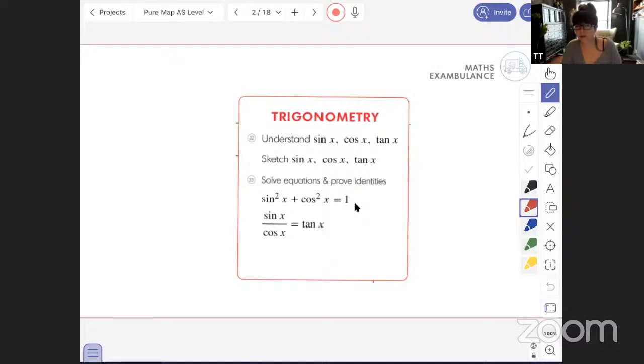So the equations that you need in the first year are just these two, that's it. Usually the sine squared plus cos squared is 1, we rearrange. So we do sometimes use it as sine squared plus cos squared is 1, but it's usually sine squared replacing it with 1 minus cos squared, or cos squared replacing it with 1 minus sine squared. Sine over cos is tan is the only other thing you need to know in the first year.